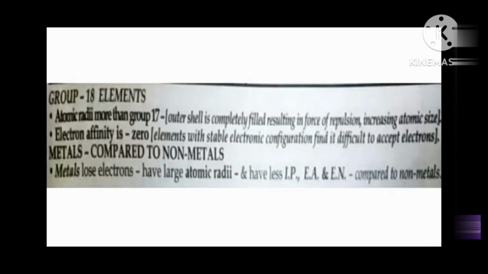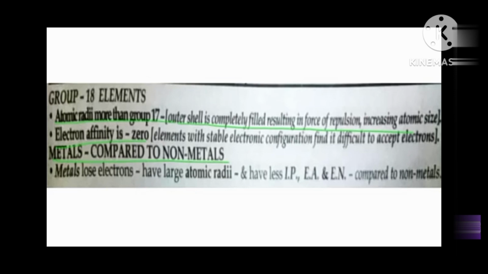So here you can see group 18 elements. Now we have to read this. Group 18 elements have atomic radii more than group 17. The outer shell is completely filled, resulting in a force of repulsion, increasing atomic size. And electron affinity is 0, meaning elements with a stable electronic configuration find it difficult to accept electrons from others.